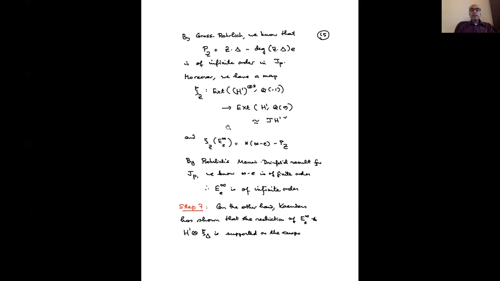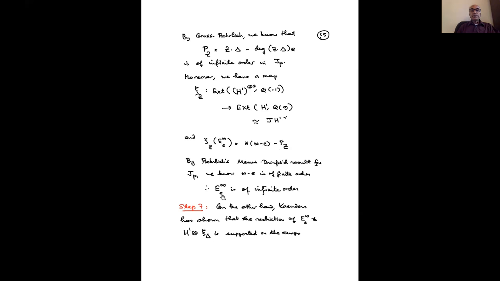This calculation, I'm sorry if I didn't write it down, is due to Darmon, Rotger, and Sols in their work on trying to find higher dimensional versions of Heegner points. Now by Rohrlich's Manin-Drinfeld theorem, this is torsion, as long as we choose both infinity and E to be cusps. And this, by Gross-Rohrlich, is of infinite order, which means that this extension is of infinite order.